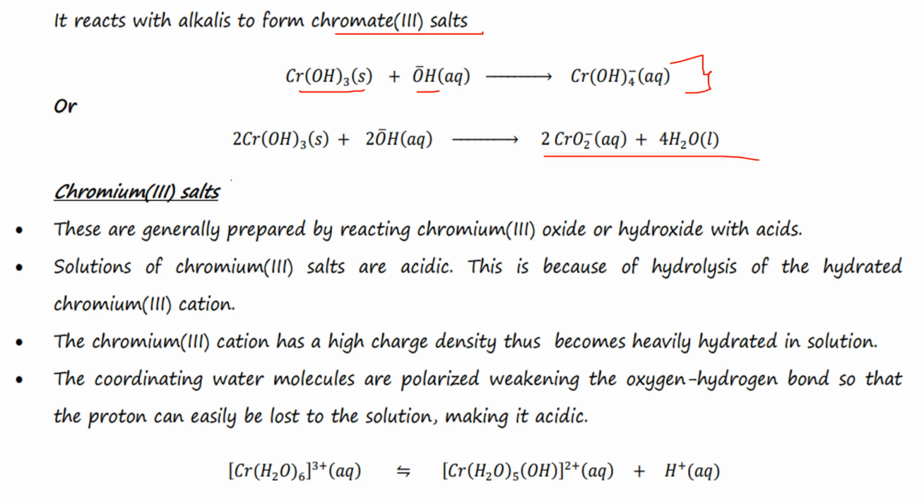Now let's look at the chromium 3 salts and their properties. Now you're going to say that these are generally prepared by reacting chromium oxide or hydroxide together with these acids. And then the solutions of chromium 3 salts are going to be acidic in nature. This is a very important statement. Solutions of chromium 3 salts are going to be acidic in nature.